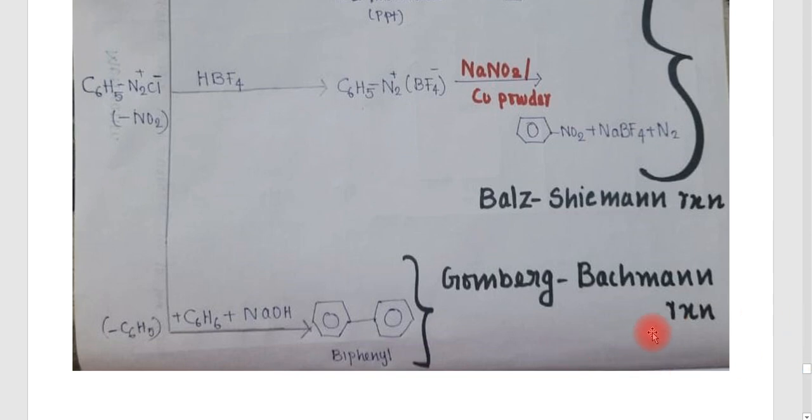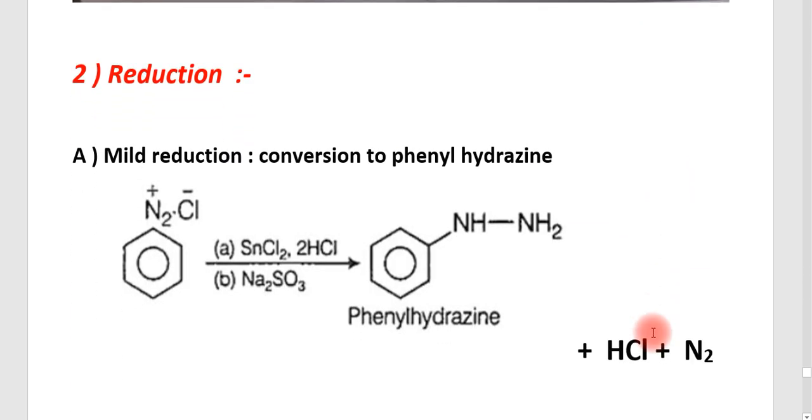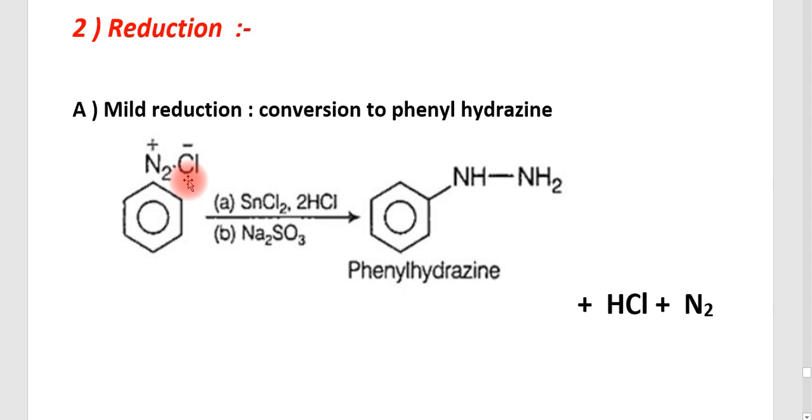So that is all about the reactions that take place by replacement. That is the first category. And next we are discussing the second category, that is reduction. And we know that the reduction takes place by two methods.